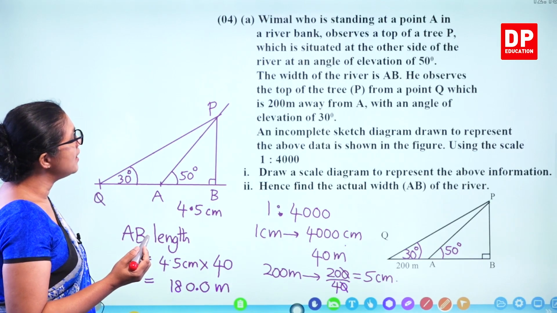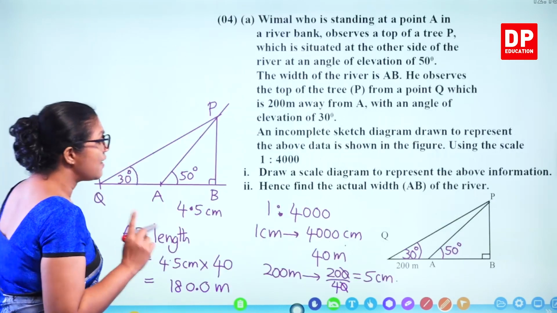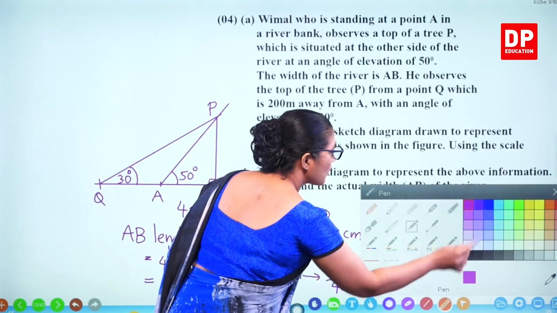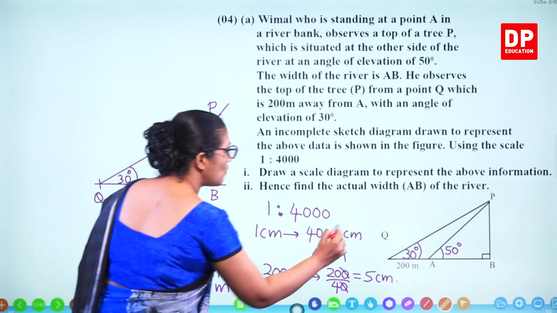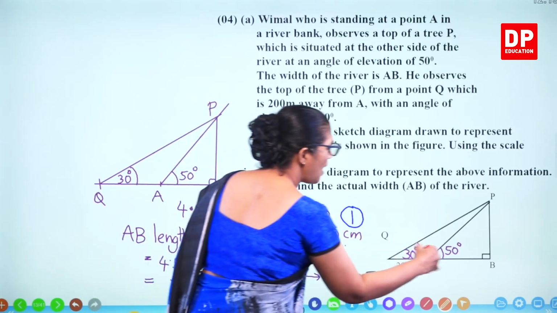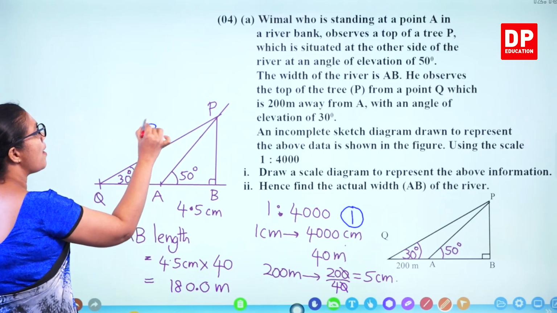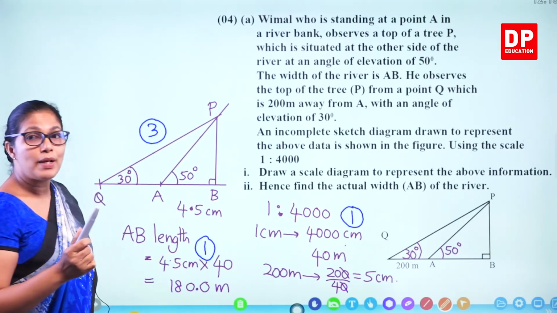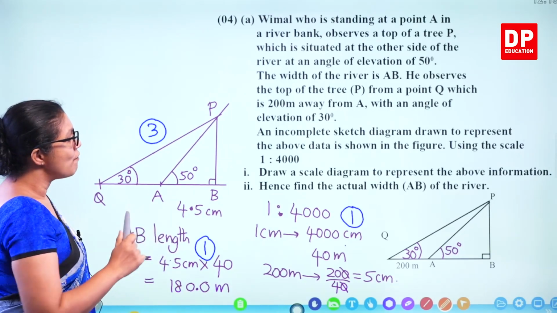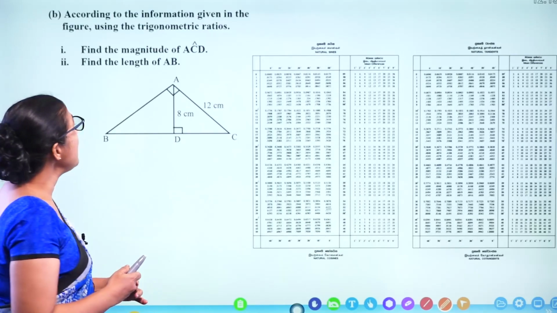So we can do the next two parts, that's part B. So we can give marks for this one. We'll give scale 1 mark, the scale diagram 3 marks, and 1 mark for the actual length. So altogether 5 marks for this part. Now we'll look at part B.